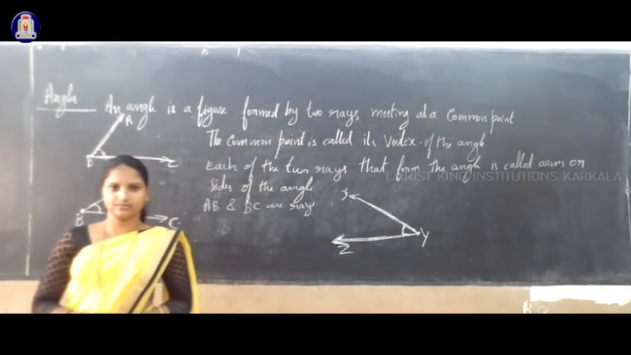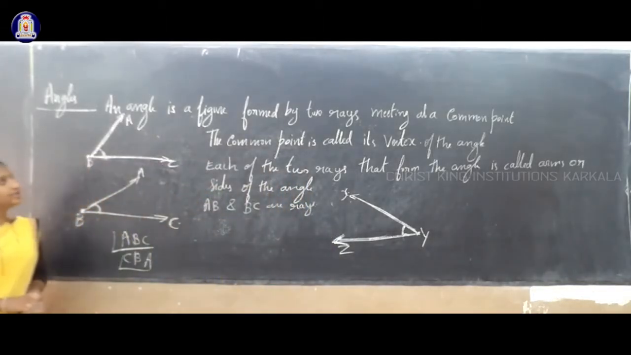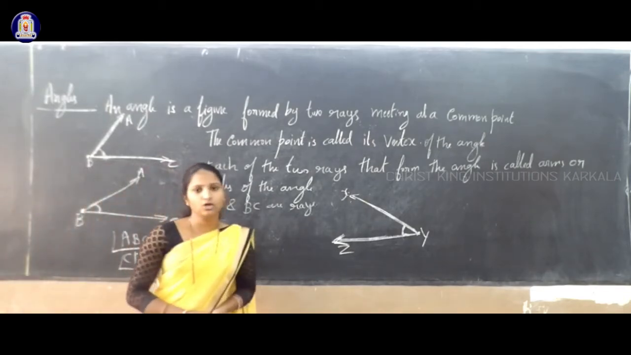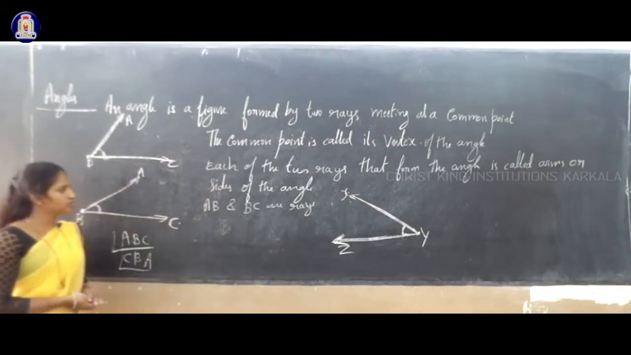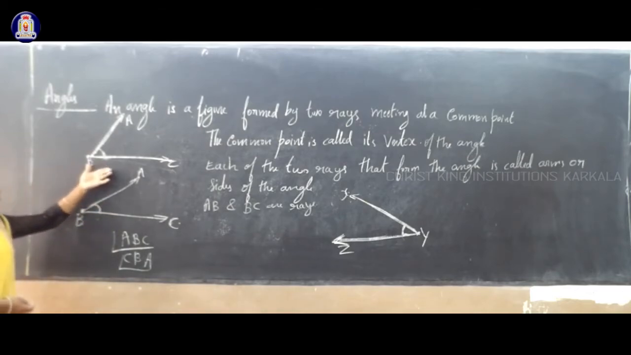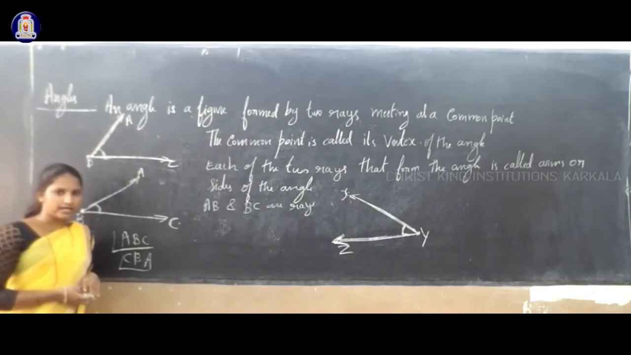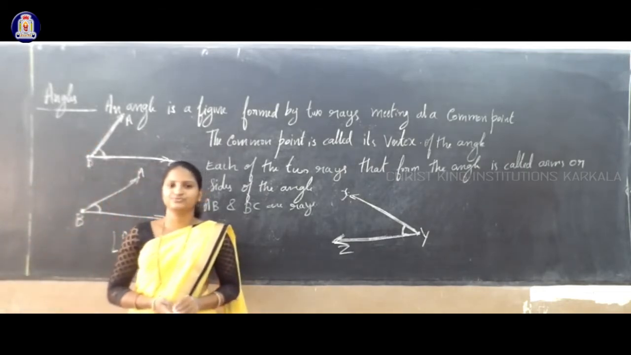Clear? Yes. What is an angle? An angle is a figure formed by two rays meeting at a common point. Clear? So this is the angle. This is what? Angle ABC, or we can say CBA is an angle. Yes. Thank you.